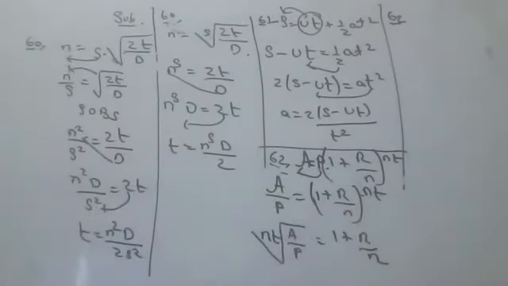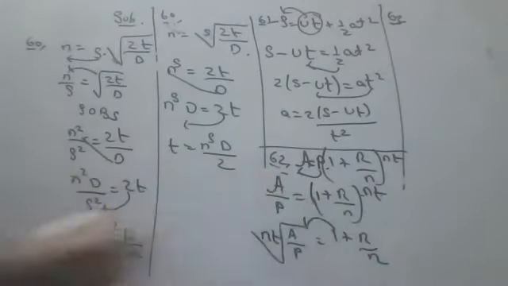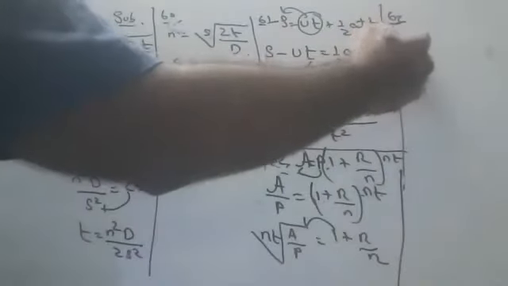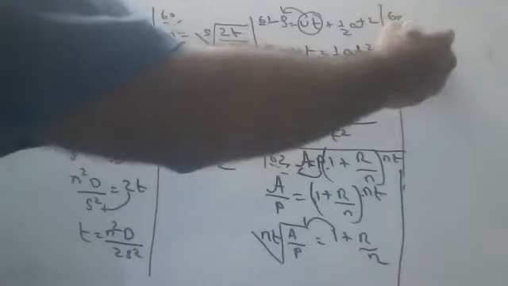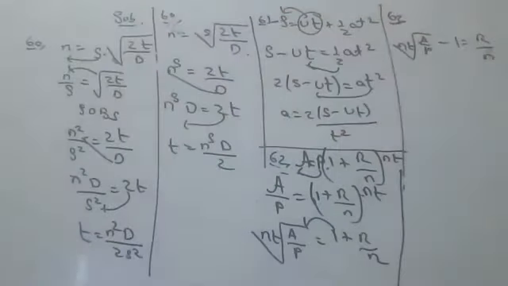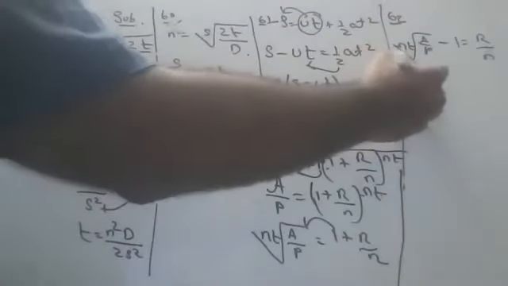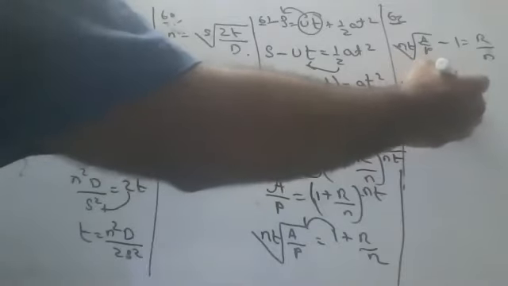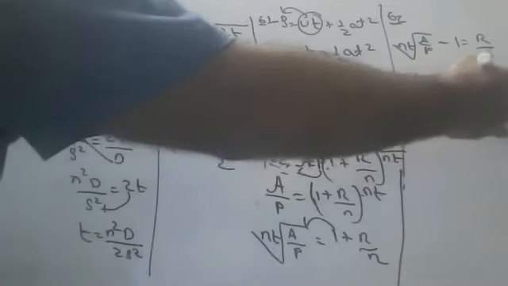Okay, children? Now bring only the one here. When you bring only the one here, what happens? The nt-th root of a by p minus 1 is equal to r by n. Since we want r as the subject, you should keep r alone. Bring n also to this side, children. So n into (nt-th root of a by p minus 1) is equal to r, like this.